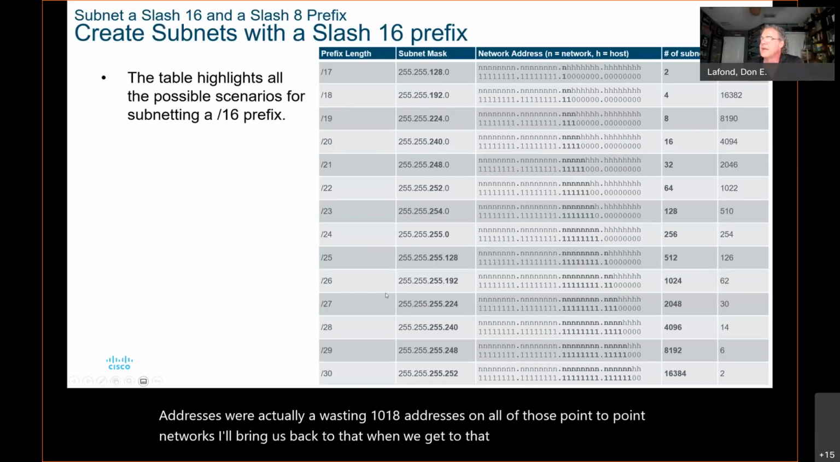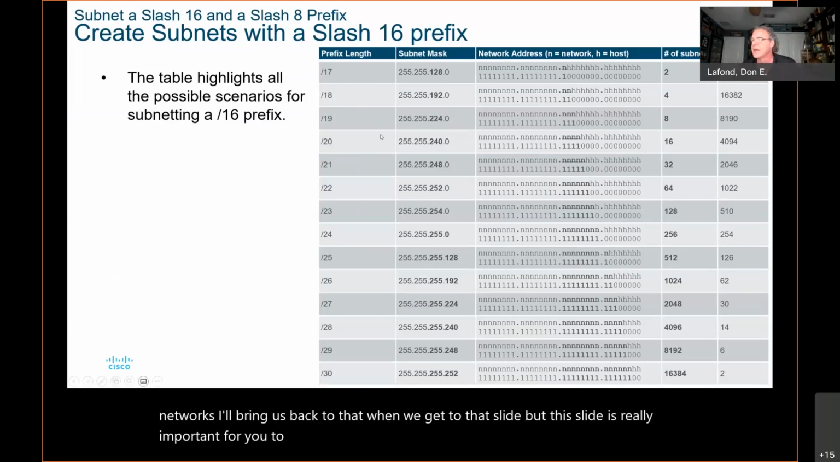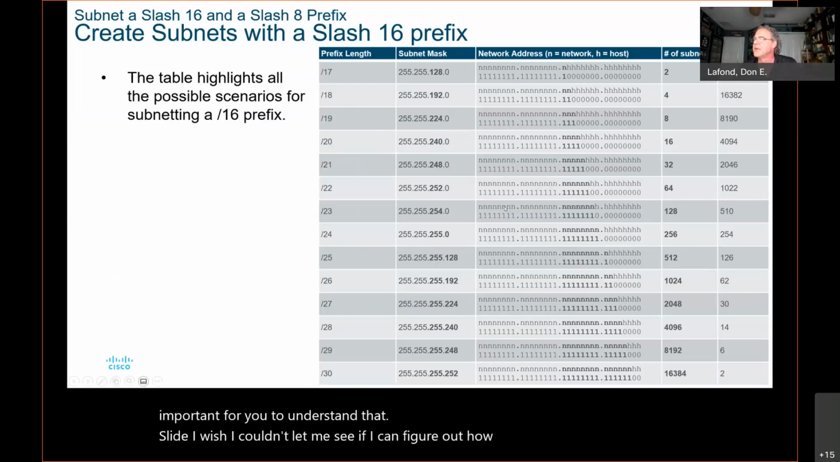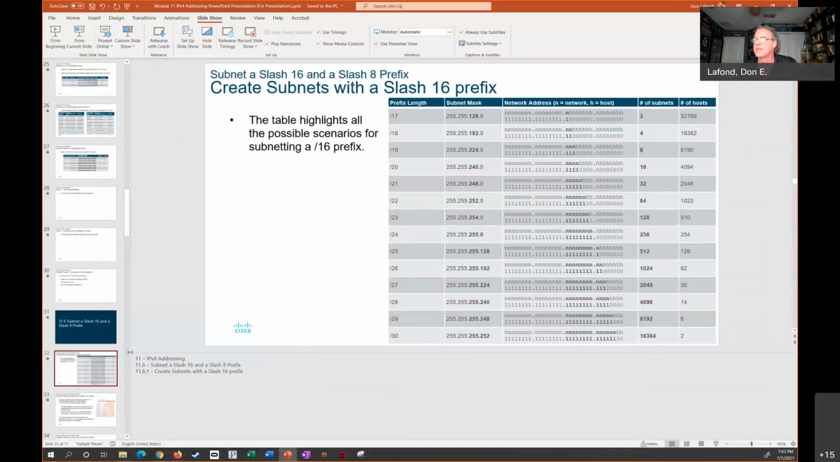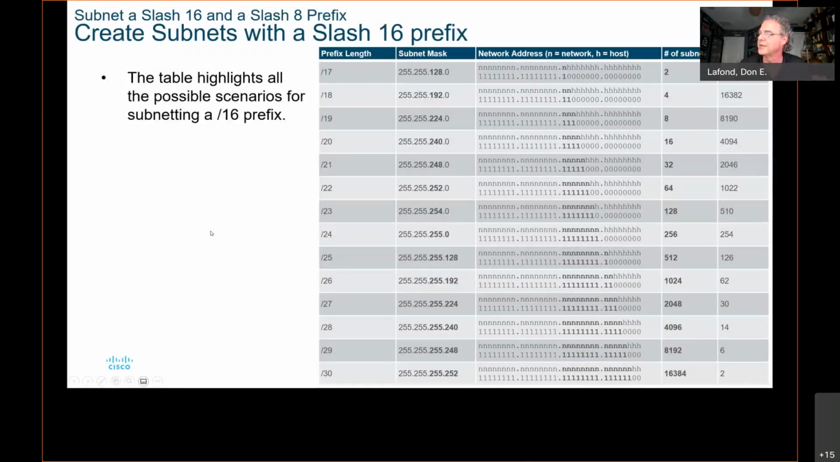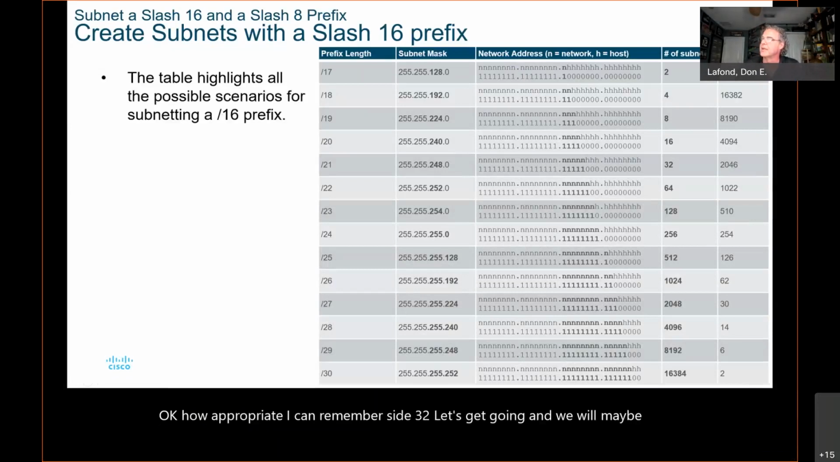But this slide is really important for you to understand. Let me see if I can figure out how to get to here quickly. What slide is this? This is slide 32. Okay, how appropriate. I can remember slide 32. Let's get going, and maybe we'll see this slide again a little bit later on.